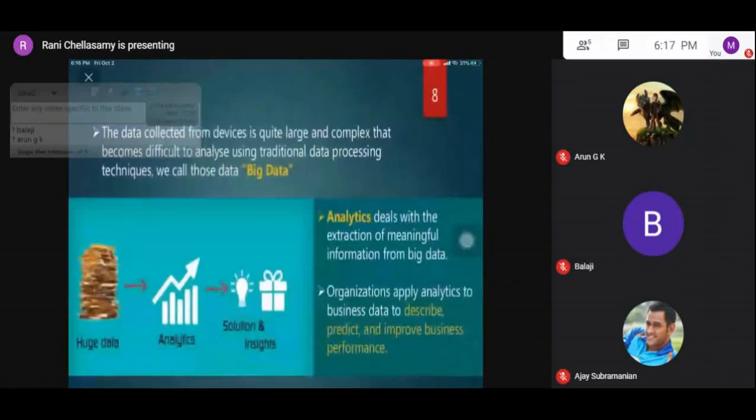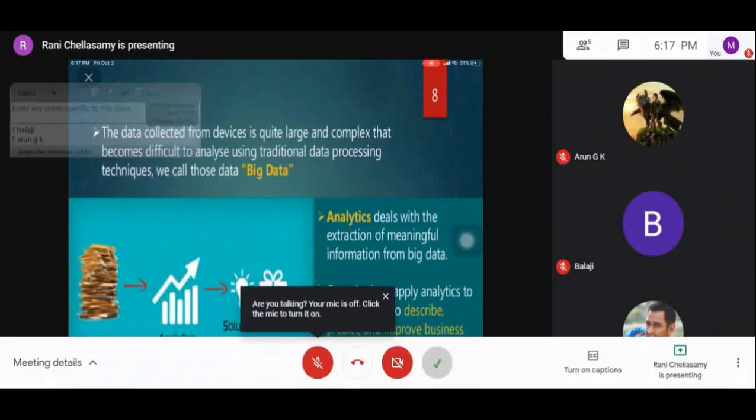The data collected from the devices will be in a large amount or complex, which makes it more difficult to analyze that information using data processing. So we call this huge amount of data big data. We can go for analyzing this data with the help of analytics.